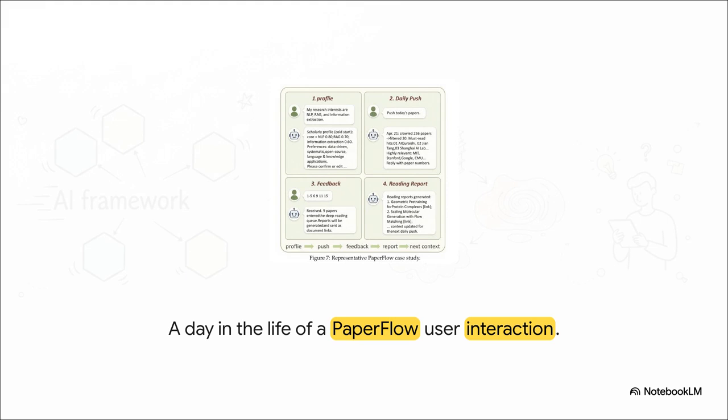Let's walk through a day in the life of a PaperFlow user to see this in action. First, a scholarly profile is generated. Let's say it's focusing on NLP and RAG. Second, the AI pushes out a filtered list of 20 papers out of the 256 published that day. Third, the user simply replies with a few paper numbers they actually want to read. That's the feedback. No complicated forms. Finally, the AI generates deep reading reports for those specific papers and, crucially, updates the context for tomorrow's push.